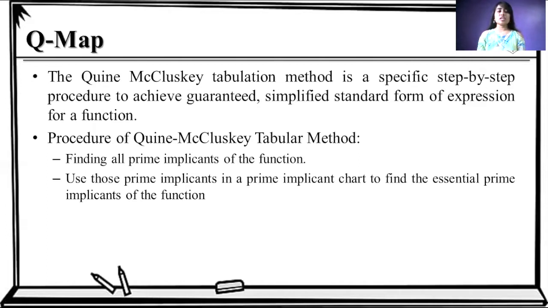First, find all prime implicants of the function. Then second, use those prime implicants in a prime implicant chart to find the essential prime implicants of the function. First, find all the prime implicants, then out of all the prime implicants, calculate the essential prime implicants, which are the minimal solution. Now let's discuss how we can find these prime implicants.